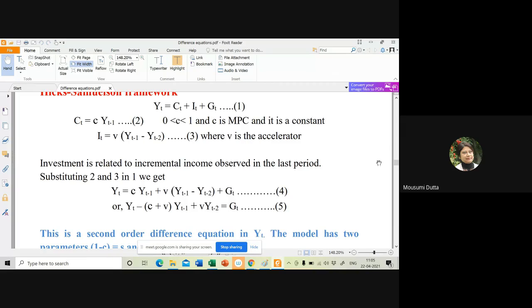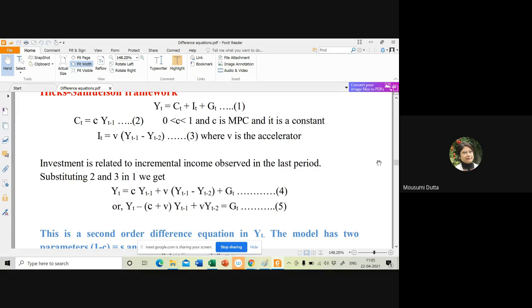Consumption and income relationship is given by CT is equal to small c into YT minus 1. So there is a lagged response. Consumption of Tth period is a function of income of T minus 1th period. The investment is the difference between the income of previous two periods. Actually, it is the stock of the last period. It's the proportion of the stock of the last period.